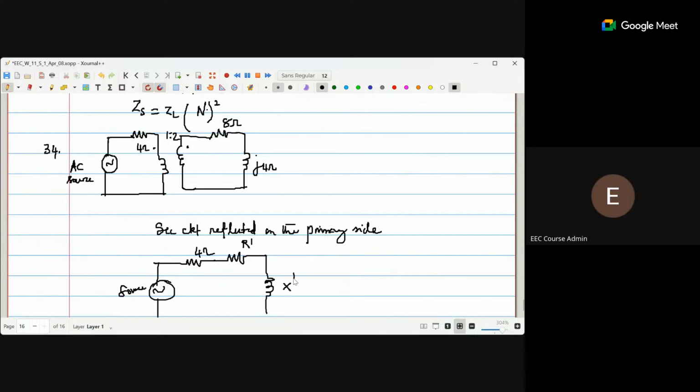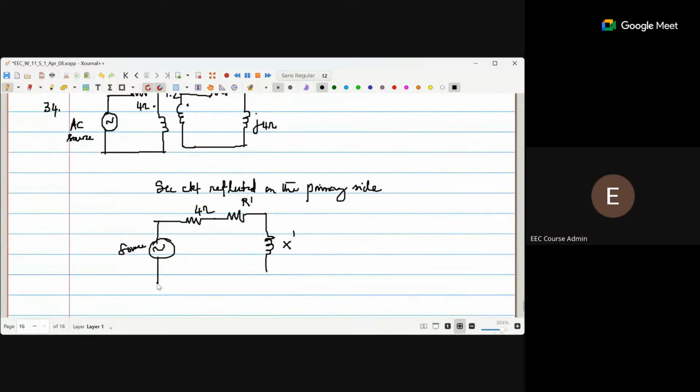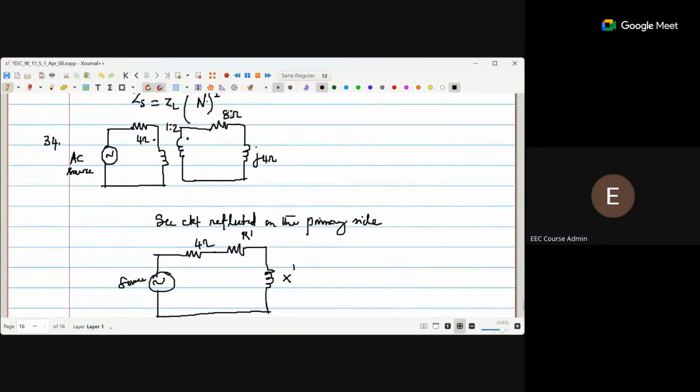Just like we have seen in the impedance matching, R equivalent, when R was connected in the secondary, taking it to the primary, it was R equivalent. Similarly, this 8 ohm, which is connected in the secondary, becomes R dash in the primary, and this 4 ohm reactance connected in the secondary becomes X dash in the primary.